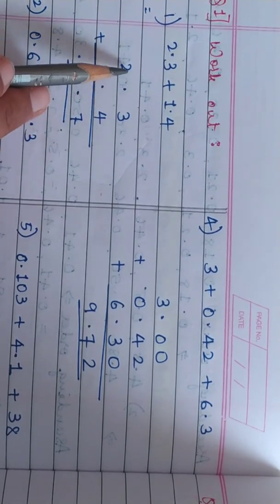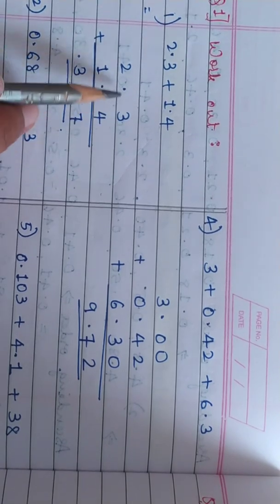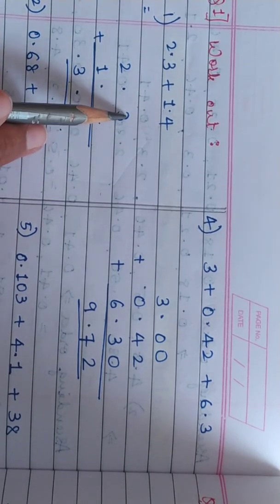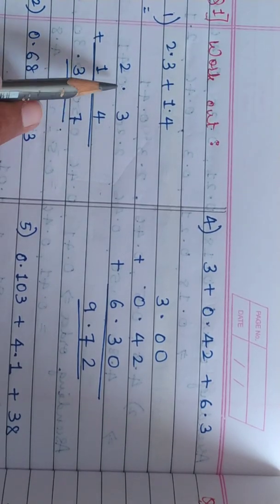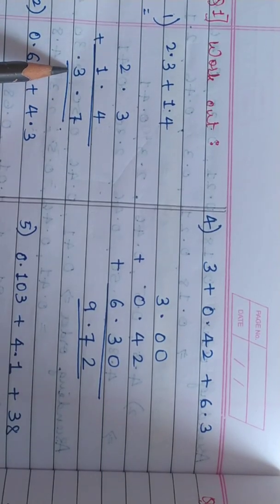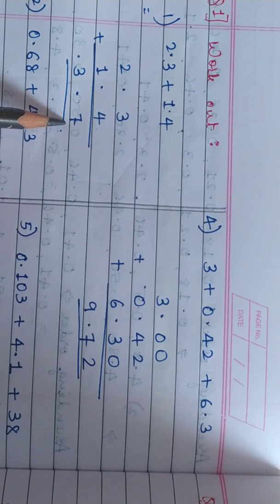Okay, so we write them in this manner. The first number is 2.3, addition of 1.4. Now 3 plus 4 is 7. Now point below the point, then 2 plus 1 is 3. So the answer is 3.7.